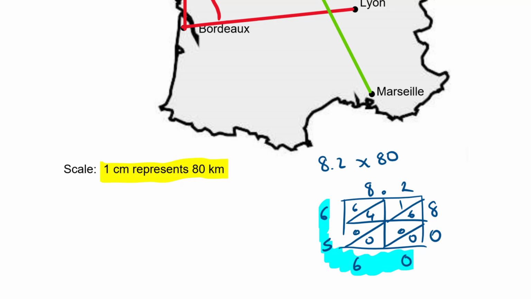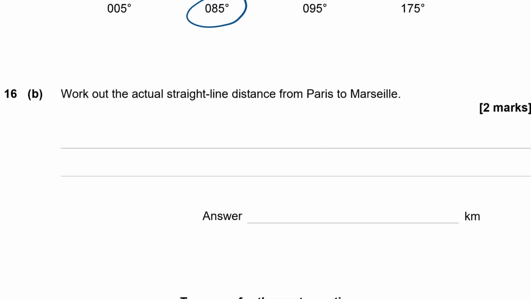Now remember I had one number behind the decimal point there, so I'm also going to have one down here that's behind the decimal point. So my answer is 656.0, or 656 kilometers. So what is the actual distance? It's 656 kilometers.